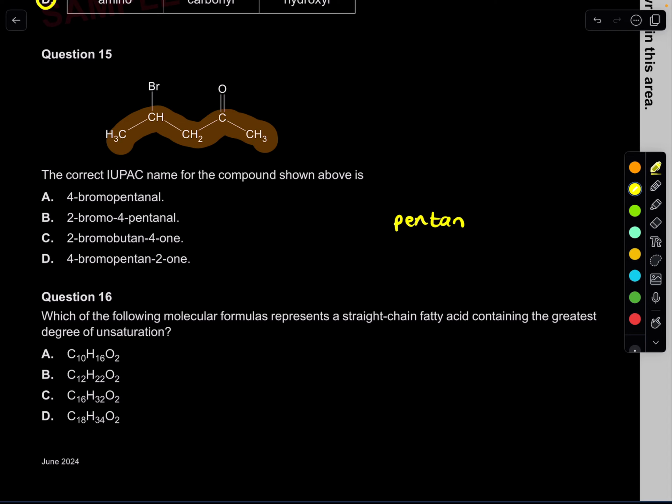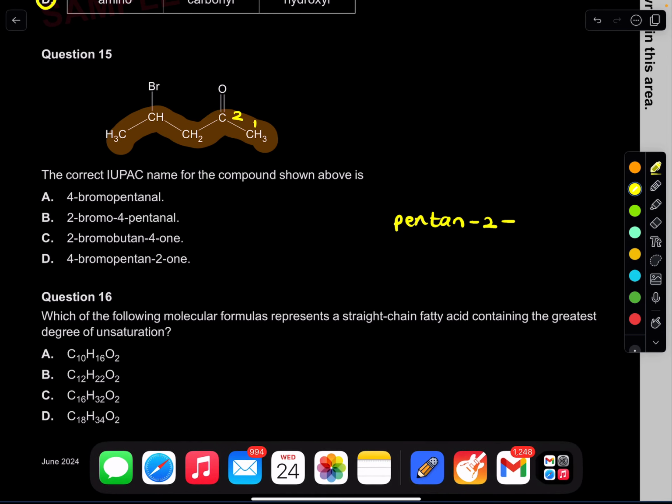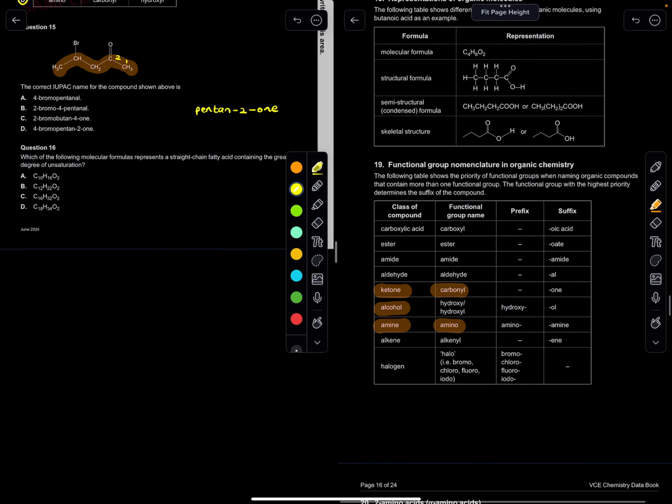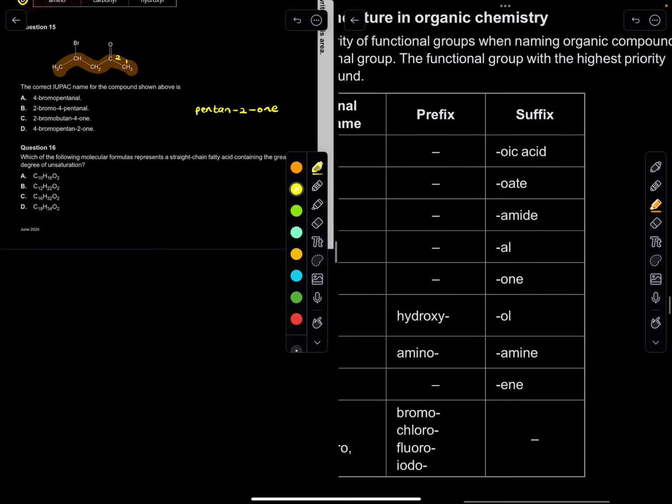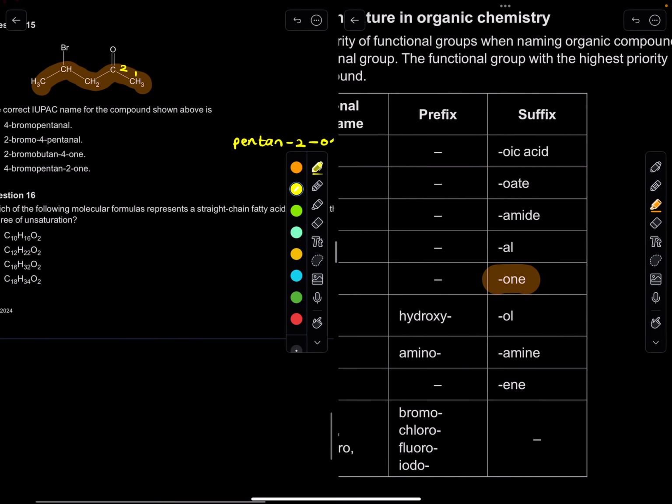And where does that occur? Because our highest priority is a ketone, it occurs at the second carbon, so it's pentane-2. And how does that ketone end? I think, if I'm not mistaken, it ends in "-one". You can double check that using your data book. So there it is. A ketone ends up with "-one". So it's pentan-2-one.